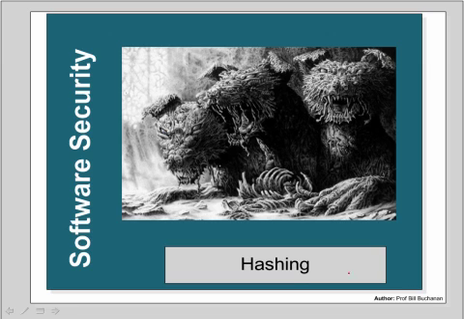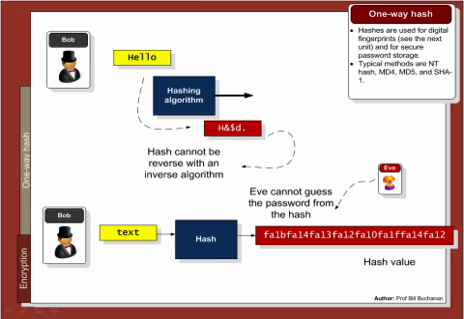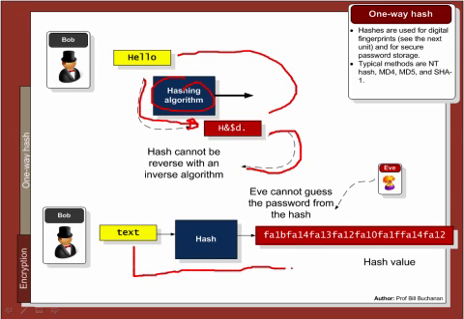Another encryption method is one-way encryption, or hashing. With this, we take some text, put it through our hashing algorithm, and get some sort of hash signature. It isn't an easy task to reverse that back into the original text. So for example, we might have some text here, put it through the hash, and we get a hash value. Eve shouldn't be able to guess what the original text actually was.